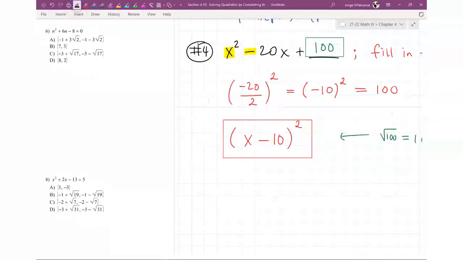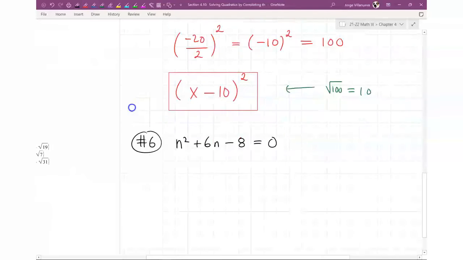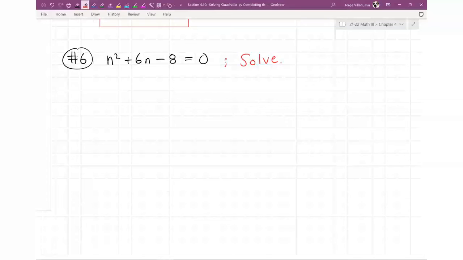So question number 6 is n squared plus 6n minus 8 equals 0. Now, you notice how they give me, now for this I'm going to have to solve it, okay? So let me just put directions here. Solve. You notice how they give me a c already? There's a minus 8 there. I need to find a brand new c. So the first thing I'm going to do is I'm going to get that negative 8 and throw it to the other side. I don't want to see it, okay? So plus 8 plus 8.